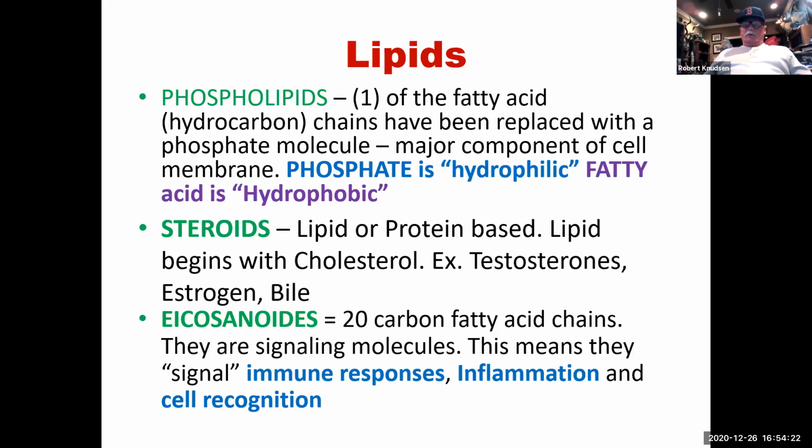And they're signaling molecules. This means they signal immune responses, inflammation, cell recognition. Remember I talked about eye cells? Guess what? It's hanging out there in that phospholipid bilayer. Okay.